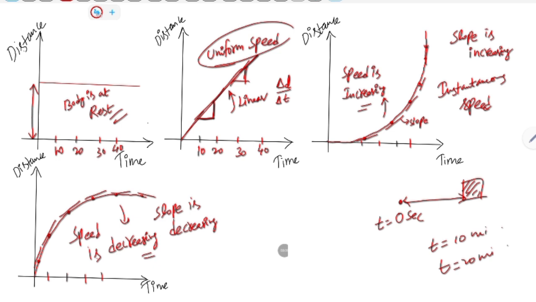Okay, so if you analyze the graphs in this way, you can understand the parameters of motion easily, so that you can get some fun in the learning process.